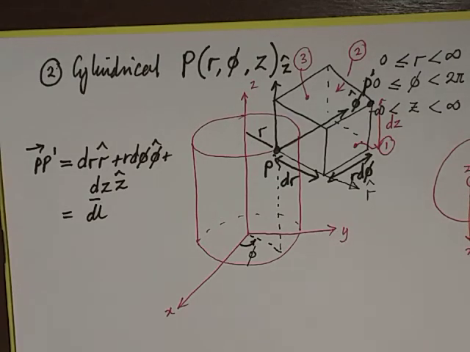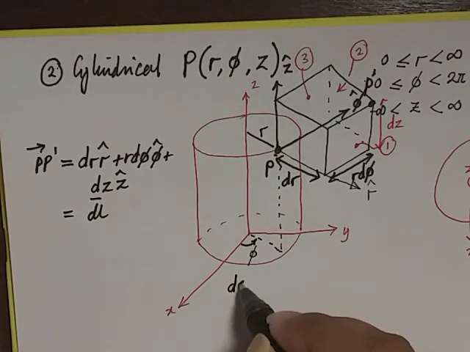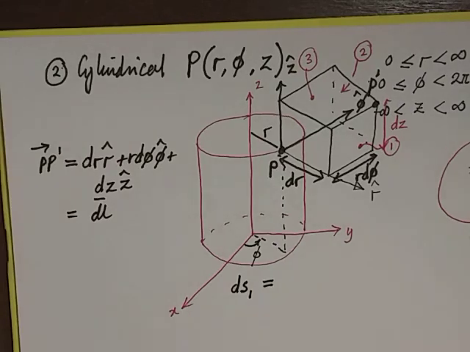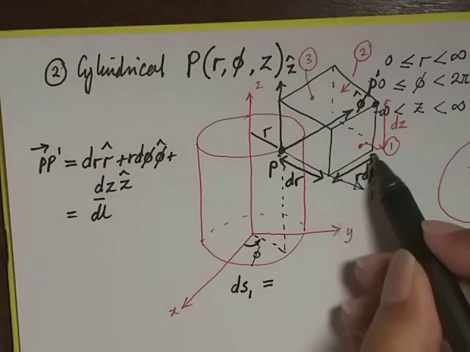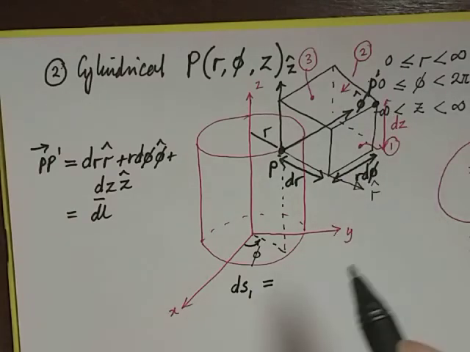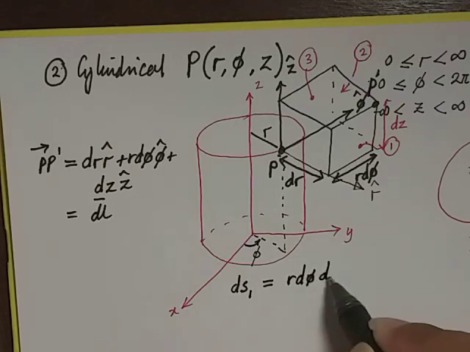Okay, so let's continue. I'm going to talk about the second parameter affected, which is the area. There should be three areas that we're going to define here. First, area number 1. Anyone can give a shout, what should be the magnitude now? Area number 1 is referring to this particular side. It should be this length multiplied by this length. So it should be r d phi multiplied by dz. Agreed?